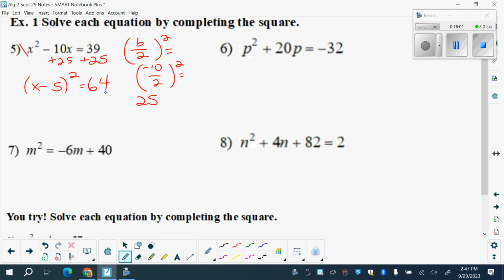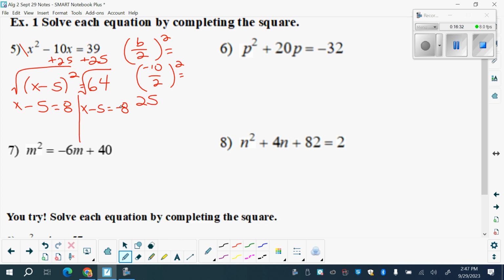Find the square root. So this is just like what we did last class. We took the square root of both sides. And so what would we get on the left side? X minus 5, and then square root of 64 is 8. And then what's my second equation? X minus 5 equals -8. Questions on that? That's from yesterday.